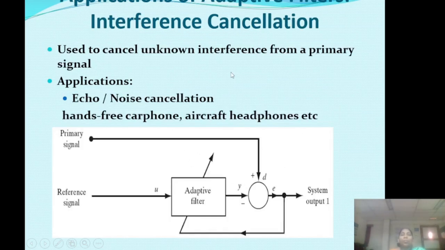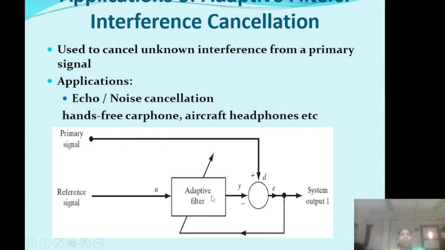And in the next application, interference cancellation. For example, if there is any echo present in the signal, for example in the case of a hands-free car phone or aircraft headphones, we can use this adaptive filter. The primary signal will be the speech signal and the reference signal is the speech signal plus the noise. So that will be sent to the adaptive filter.